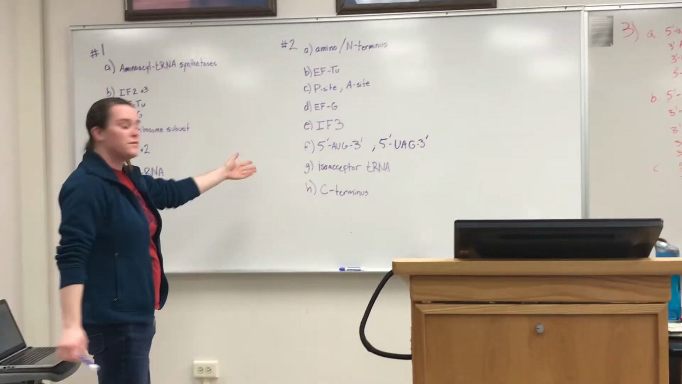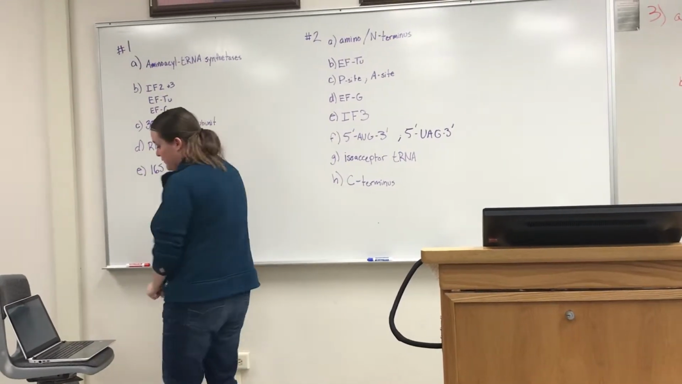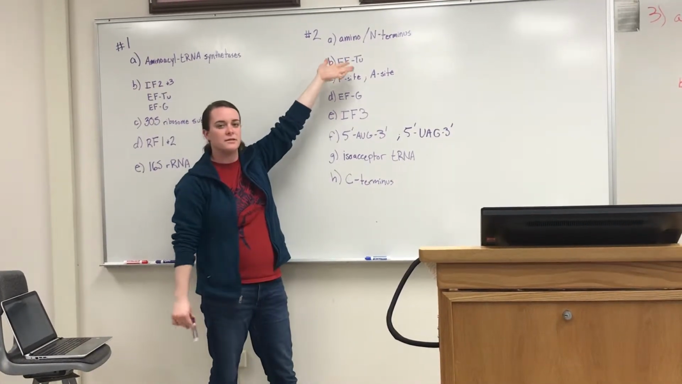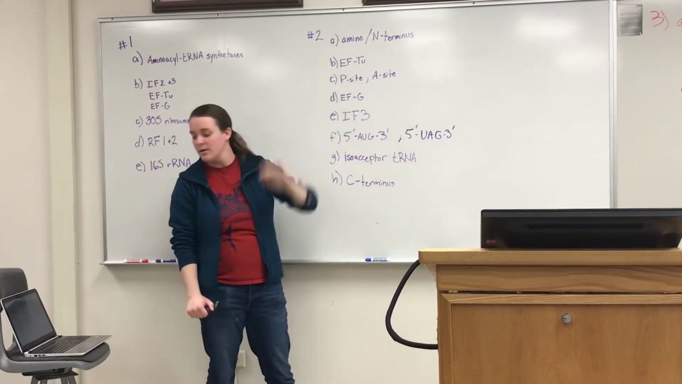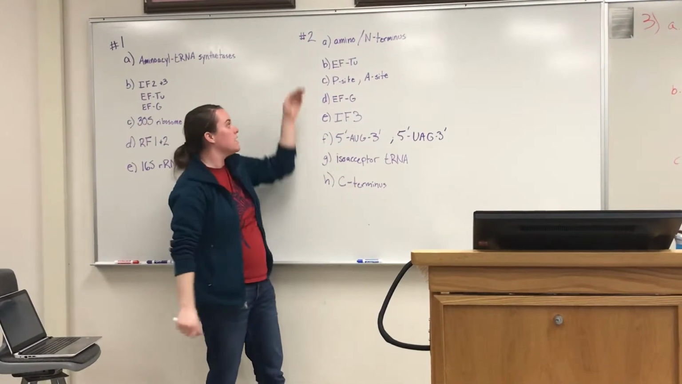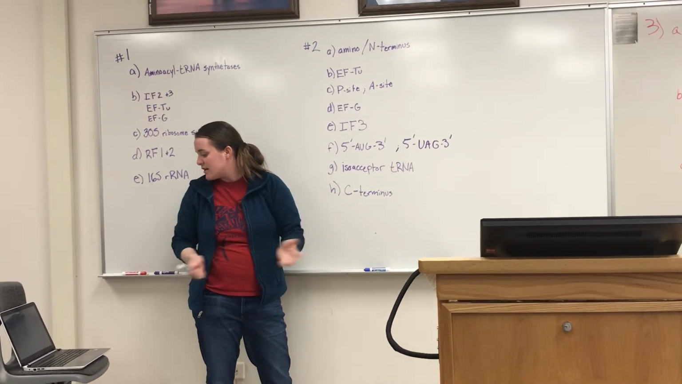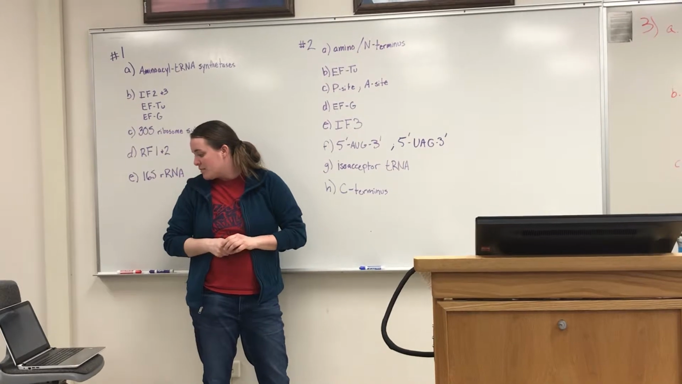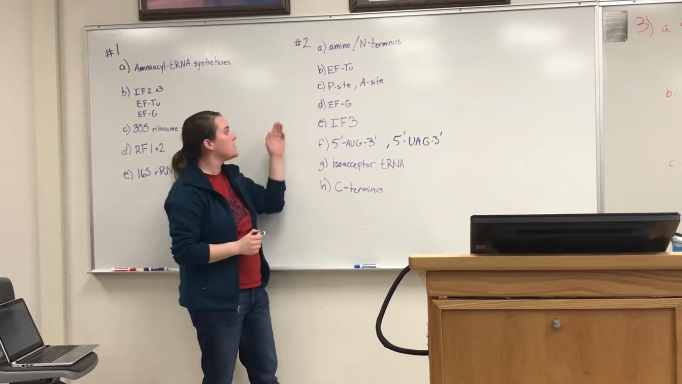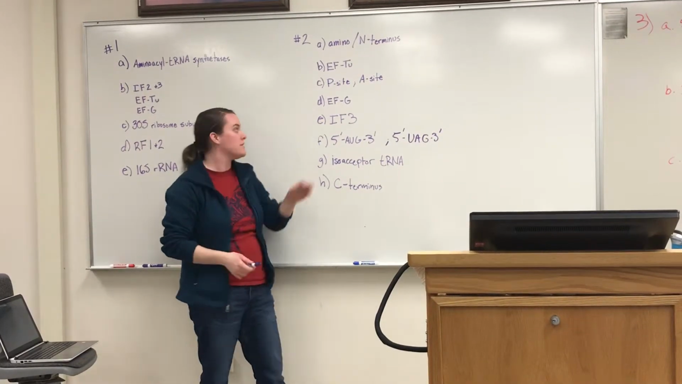All right, and then 2 is vocab. So we've got A, our first amino acid in prokaryotic proteins, is the amino, also known as the N terminus. B, E. coli protein called EF2 delivers charged tRNAs to the A site of the ribosome. For C, our initiator tRNA binds to the P site, whereas the remaining charged tRNAs bind to our A site.